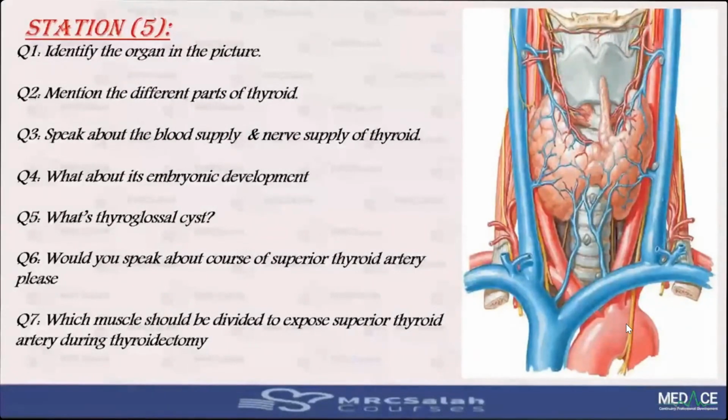Which of them again? Sorry. Omohyoid muscle. Which part of the omohyoid? Superior belly of the omohyoid muscle. What else? Sternohyoid muscle. What else? Sternothyroid as well. Yes, the sternothyroid, attached to the thyroid cartilage. So we cannot access it unless we divide it as well, right? Yes, Doctor. Sorry.